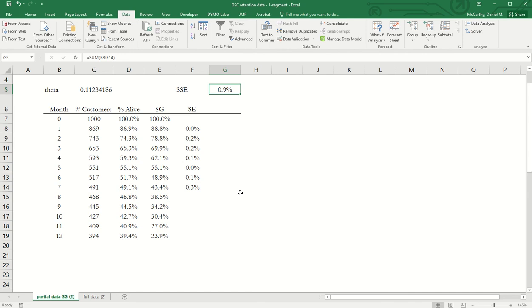So hopefully this is a helpful explanation, and you can use this when you run your next retention model. Although hopefully you'll very quickly move to something better than this. Thanks.